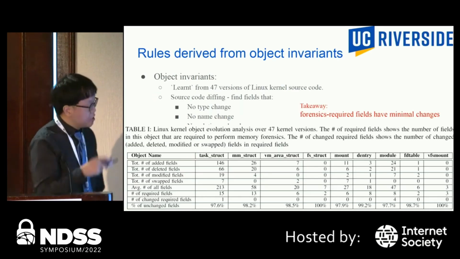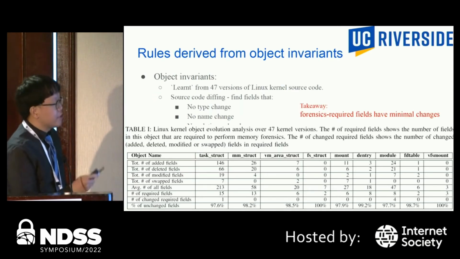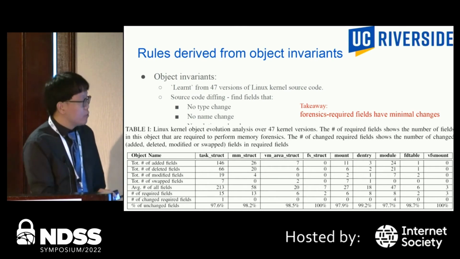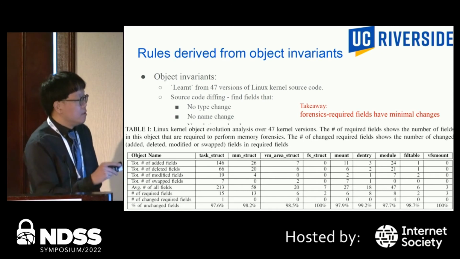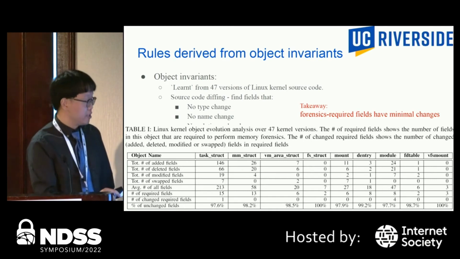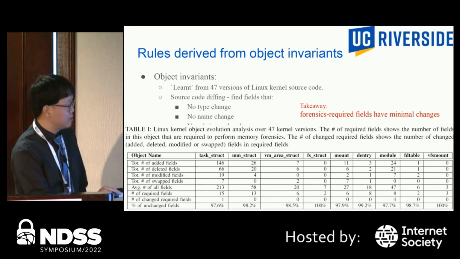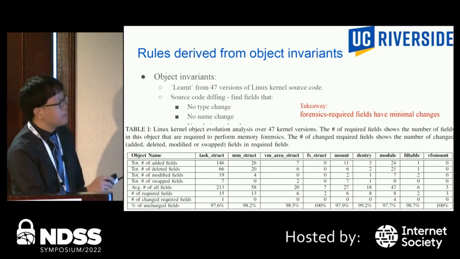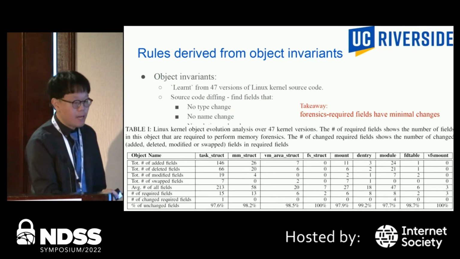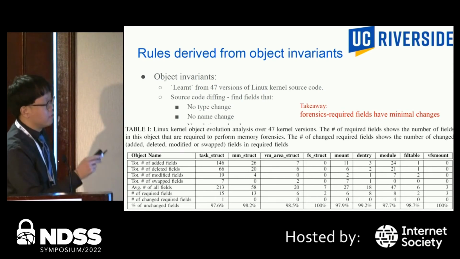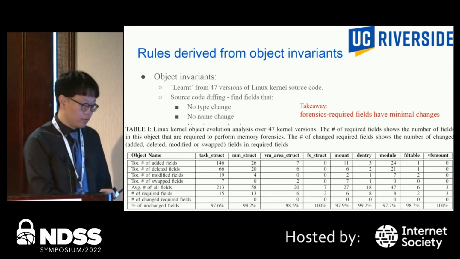This table shows some results, and you can find more explanations and results in the paper. But one major takeaway is that the fields required to perform forensics analysis are only a small portion of all the kernel data structure fields. And these forensics-required fields have minimal changes over kernel upgrades. So we can confidently use the invariant features of those fields to construct the logic rules.